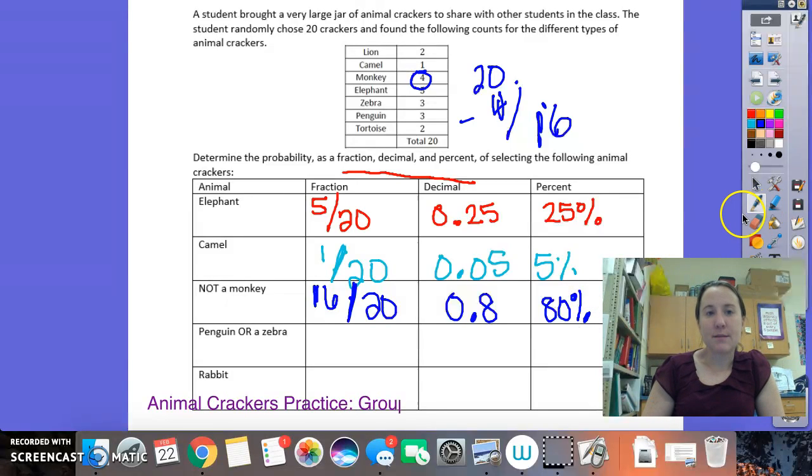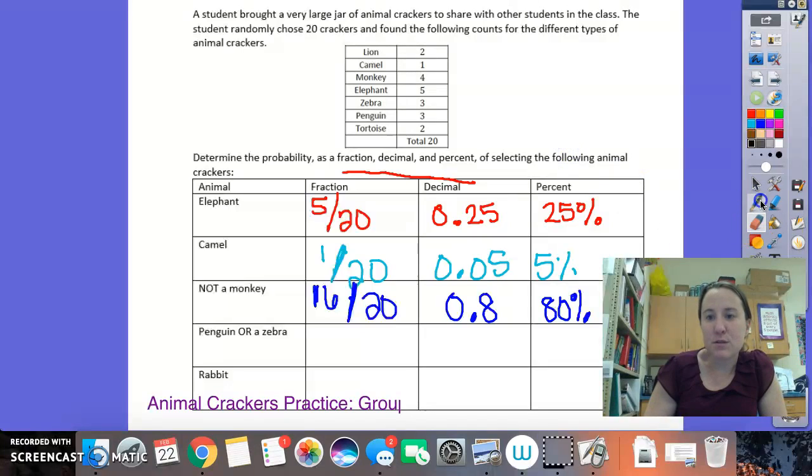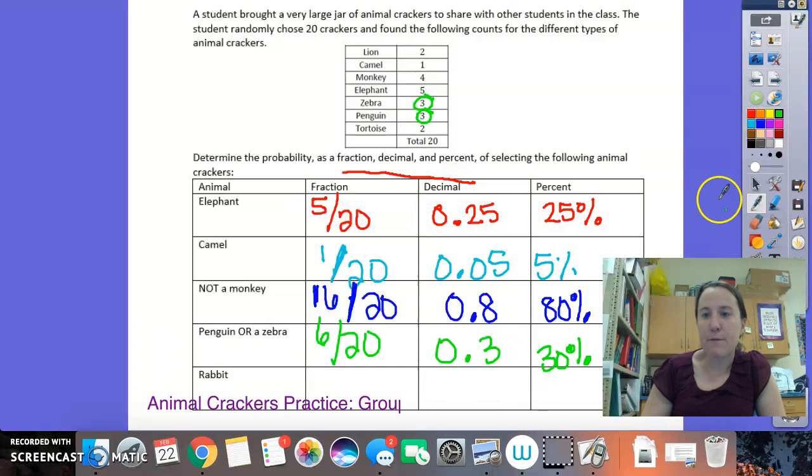So a penguin or a zebra means that this penguin, this 3 out of 20 would be fine. And for a zebra, it's also 3 out of 20. So it's reaching into the bag and getting either a penguin or a zebra. There are 3 of each, which means there are 6 altogether. I have a 6 out of 20, or 3/10, or 30% chance of getting a penguin or a zebra. Finally, on this practice, we were talking about a rabbit. And if I look at the table, there aren't any rabbits. And if there aren't any rabbits, then there's 0. There is no chance of getting one. It would be 0 across the board.